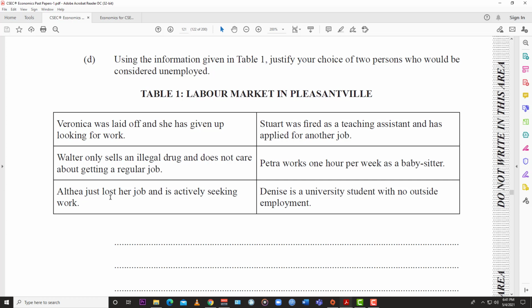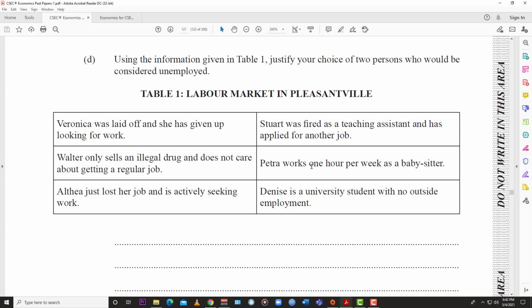Then we have Althea, just lost her job and is actively seeking work. Boom, right there, she's unemployed. She's between jobs, so she's unemployed. She's actually seeking. Then we have Stuart, who was fired as a teaching assistant and has applied for another job. So Stuart, for the meantime, while he's looking for a job, he's unemployed. So Althea and Stuart are unemployed.